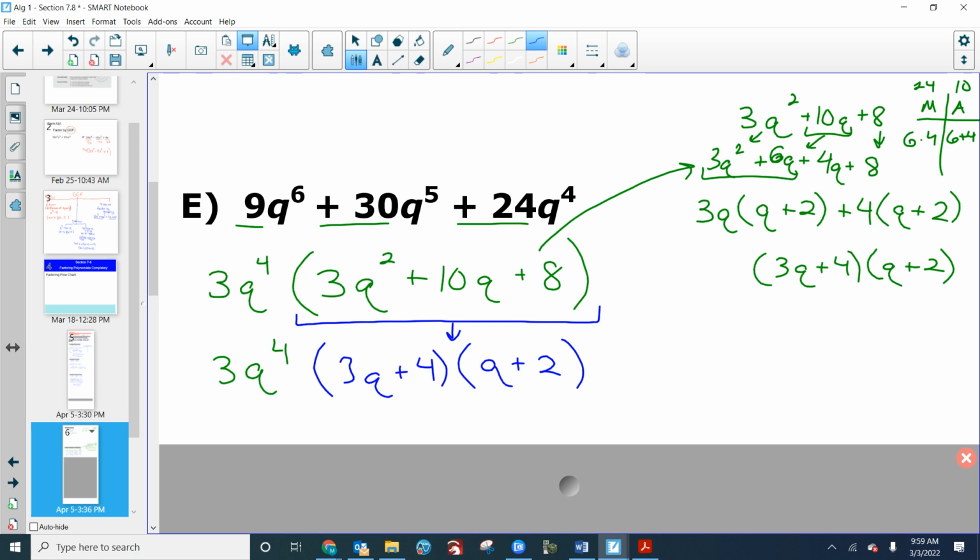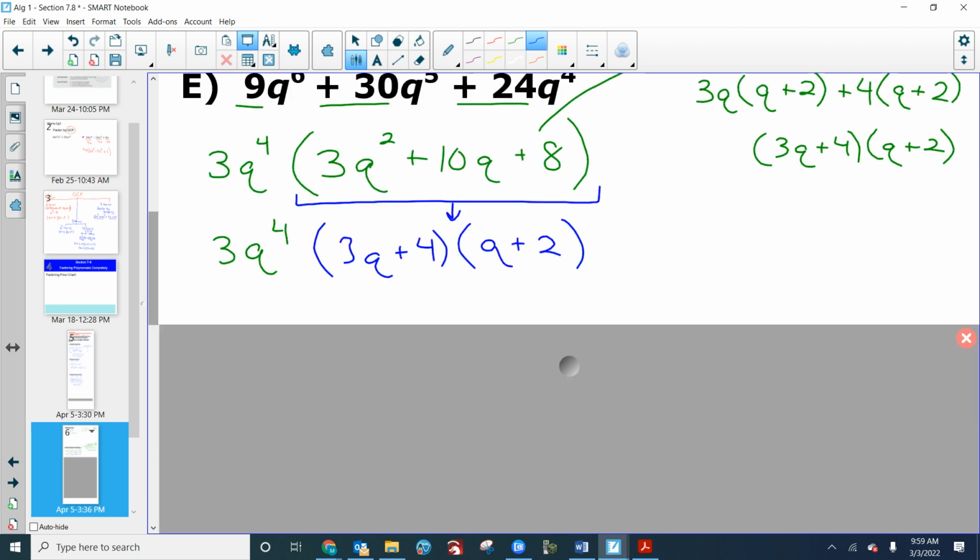Do you agree? Do you like to break it off to the side and treat it like its own problem, or do you like to just keep going? Keep going, that's fine. Just don't forget to keep writing this 3q to the 4th out front. Now, something to be careful of: do you agree these are all being multiplied? How many terms do you see up here?